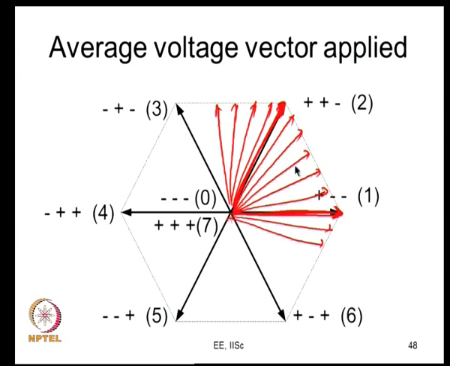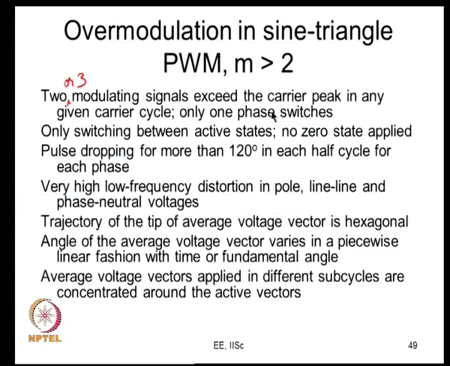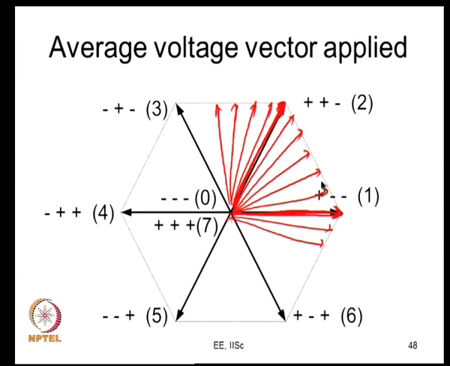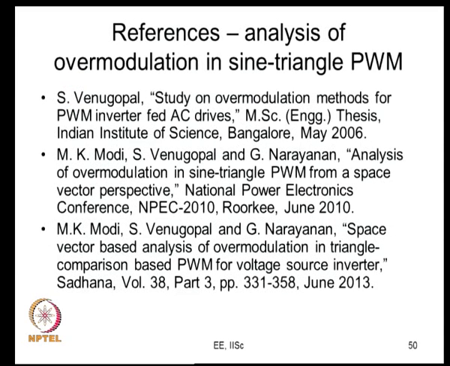Again, among these vectors, more and more will get aligned along active vector 2, and finally when you reach the so called 6 step mode, you would have all the vectors in the first 30 degrees of the sector applied along here only, and the next 30 degrees you would have all the vectors applied here only, and again first 30 degrees in sector 2, all the average voltage vectors will be along active vector 2, and so on and so forth. So, all this will come closer and more vectors will merge with this active vector 1 as modulation depth increases.